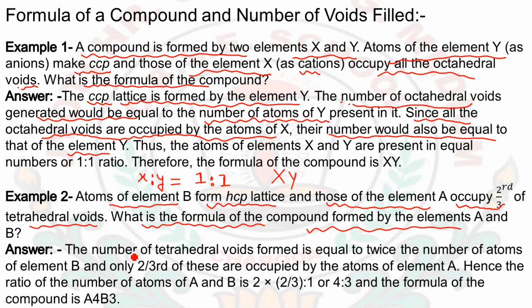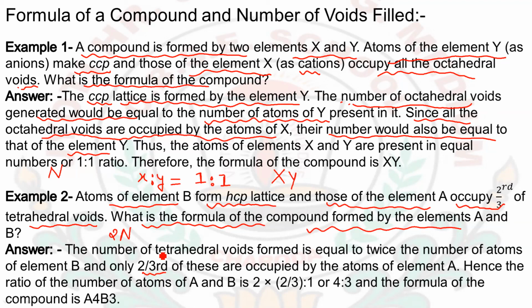The number of tetrahedral voids formed is equal to twice the number of element B atoms. In the case of octahedral voids, the same number of atoms is required, n only, while for tetrahedral voids we have seen that 2n is required. So the number of voids will be twice the number of B. Also, only 2/3rd of these voids are occupied by the element A.